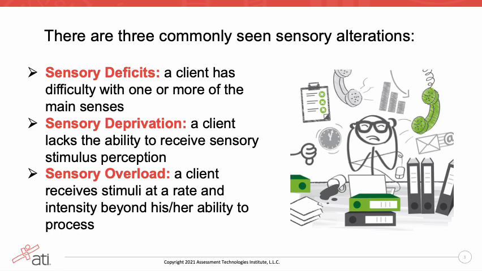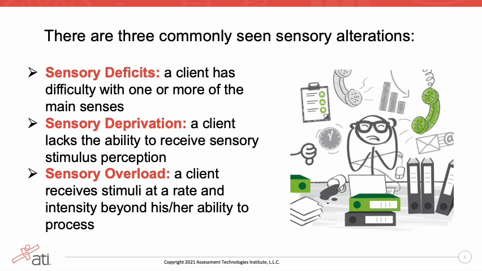Sensory deprivation occurs when there's a reduction in or an absence of stimuli to one or more of the 5 senses. An example of sensory deprivation is blindness, which causes an absence of visual sensory stimulation. Loss of hearing is also considered an example of sensory deprivation.